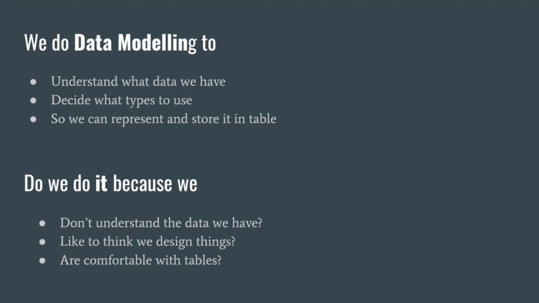So we do data modeling, but why? We do it to understand what data we have. That's from the definitions we had. We talk about it to decide what types to use. We also try to figure out how to represent and store the information in tables. And we do that because we don't really understand the data we have, I suppose. We like to think we design things. That choice of data type seems to be that design element. And probably most importantly, it appears to me from my practice that we are comfortable with tables.